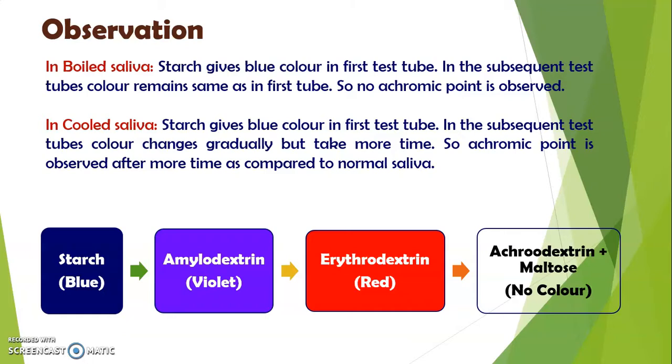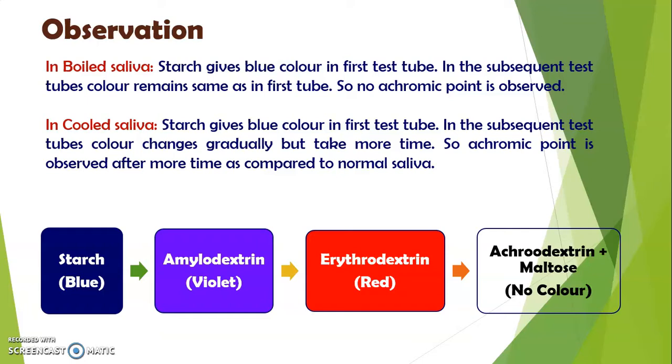While in boiled saliva, starch gives blue color in the first test tube, and in the subsequent test tubes the color remains the same as the first tube. So no achromic point is observed because there is a deactivation of the salivary enzymes. That is, salivary amylase is deactivated, and starch remains as such in the boiled test tubes, and therefore it gives a blue color till the last test tube.